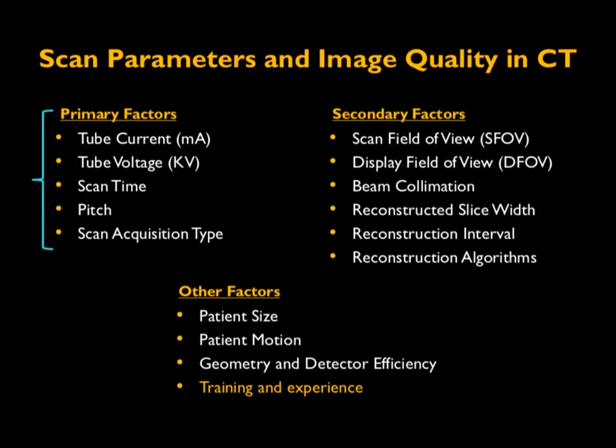To study the impact on spatial resolution and contrast resolution, one can start by looking at the various scan parameters that influence the radiation dose and image quality in CT. I'm going to focus on the secondary factors. Secondary factors are those which influence how the images are displayed, how the images are reconstructed, and so forth, which in a way has an impact on image quality, such as spatial resolution and contrast resolution.